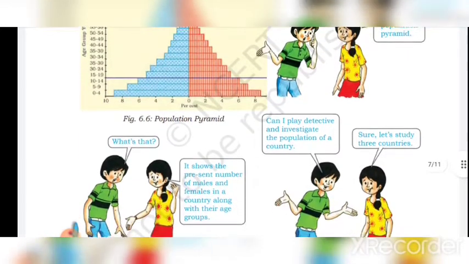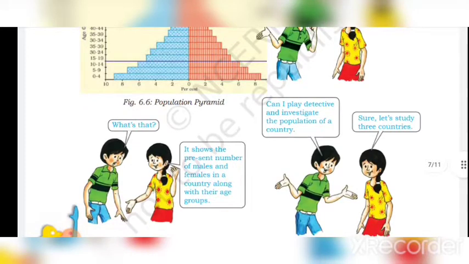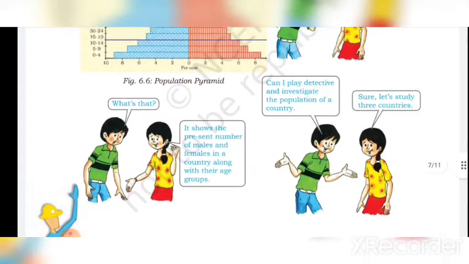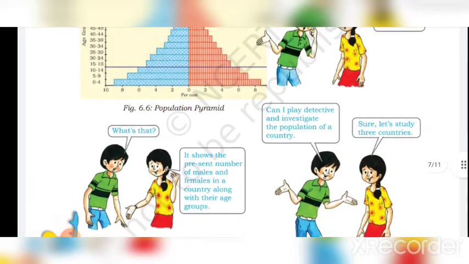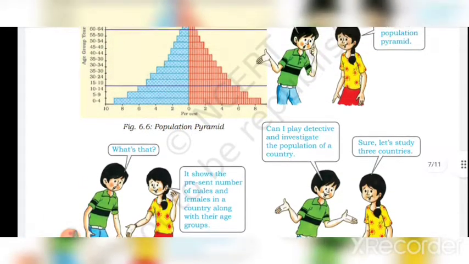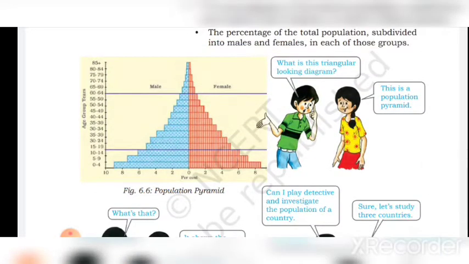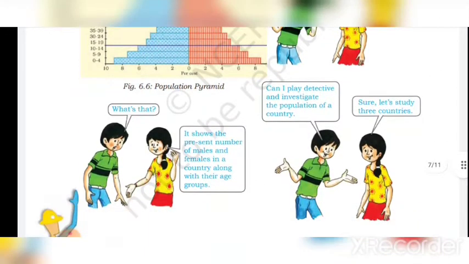Can I play detective and investigate the population of a country? Sure, let's study three countries. What's that? It shows the percent number of males and females in a country along with their age groups. Look at the picture, figure 6.6, population pyramid. You can see the age group here and the percent, male and female. It is a pyramid.